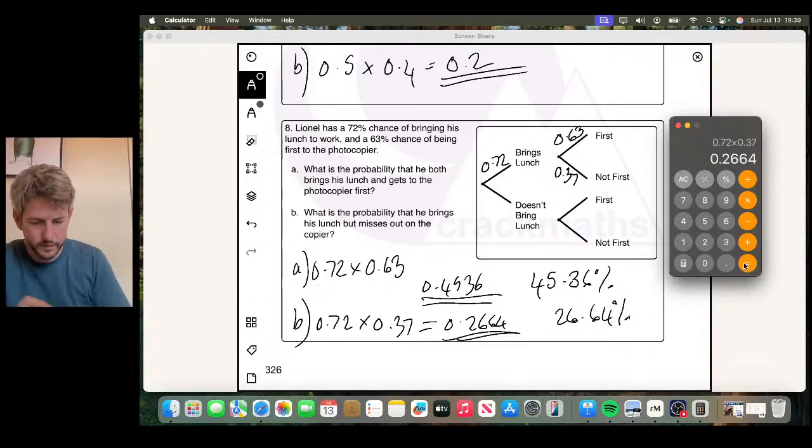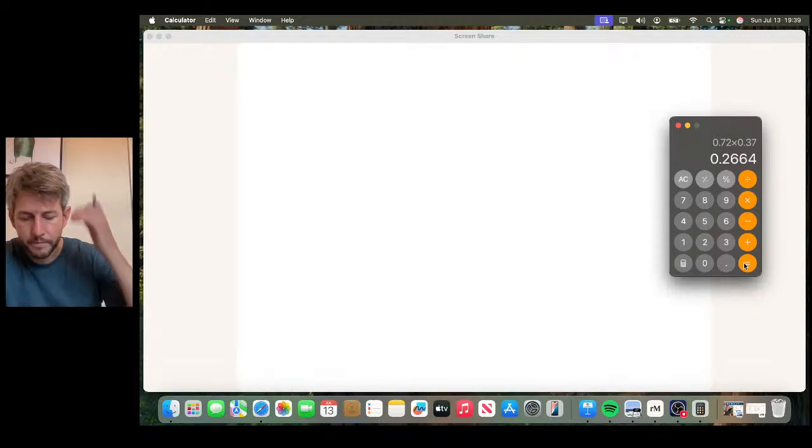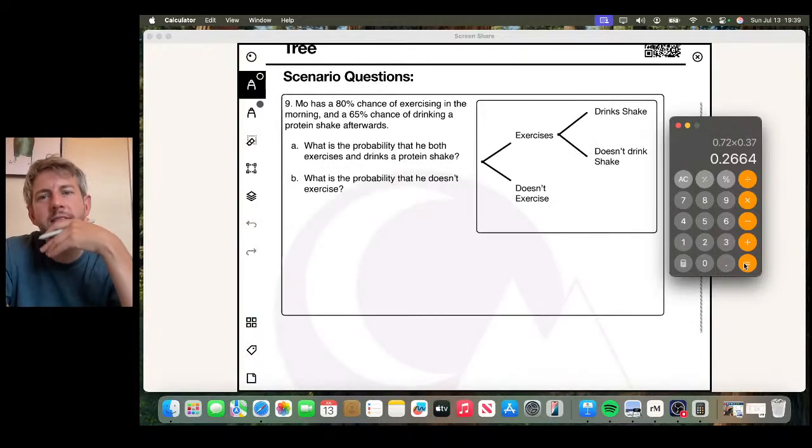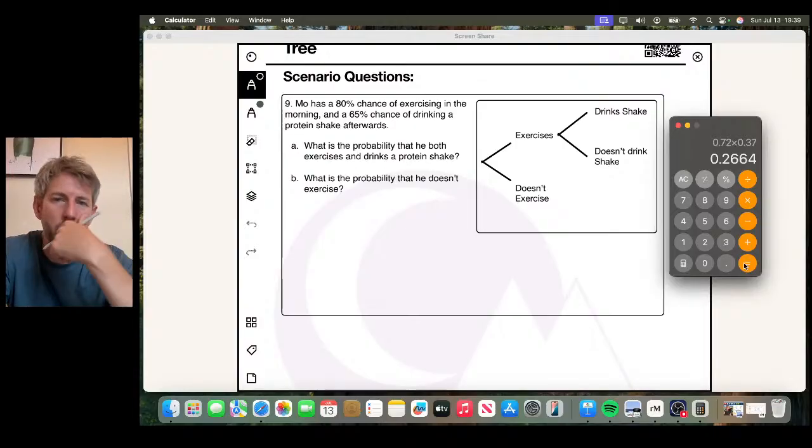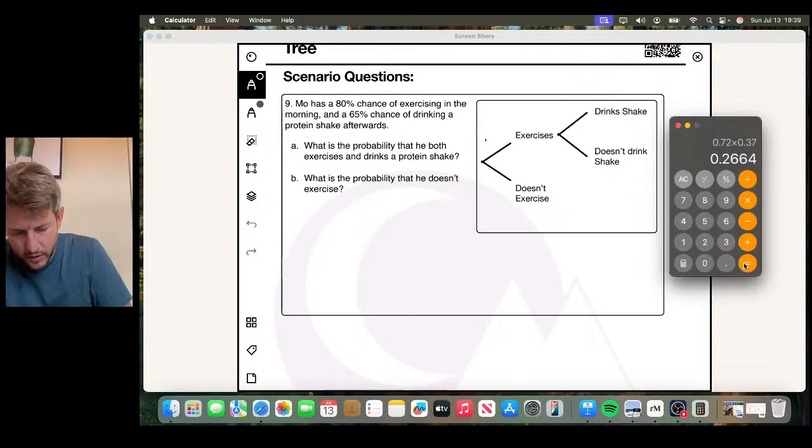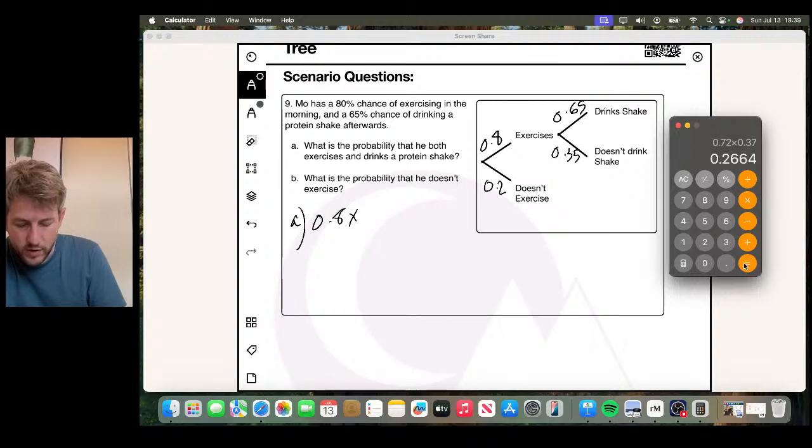Okay, right. Question 9. And it says here that Mo has an 80% chance of exercising in the morning and a 65% chance of drinking a protein shake afterwards. What is the probability that he both exercises and drinks a protein shake? So, one second, we've got here 0.8, 0.65, that would be 0.35, that would be 0.2. Okay, so A is going to be he exercises and drinks the protein shake. That's 0.8 times 0.65.